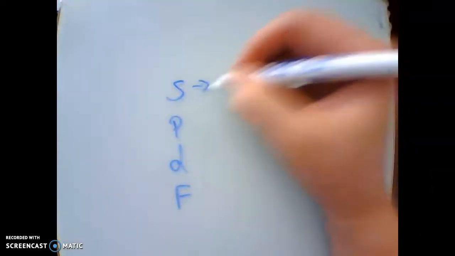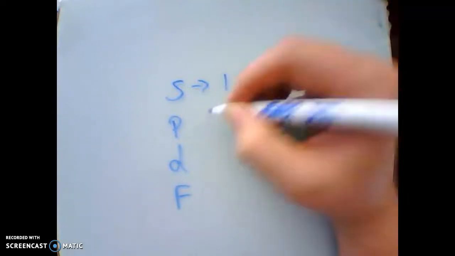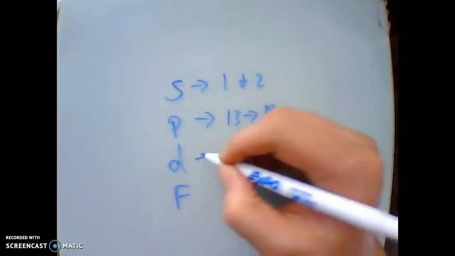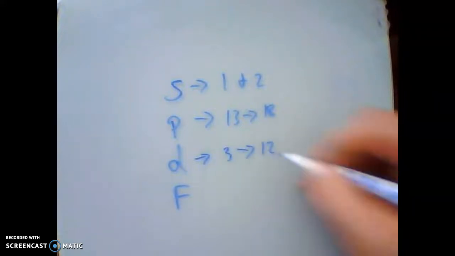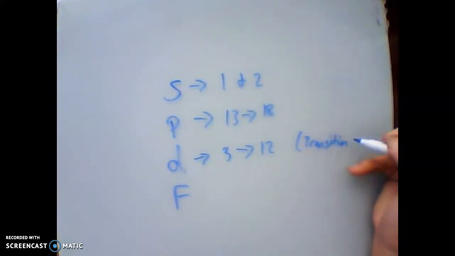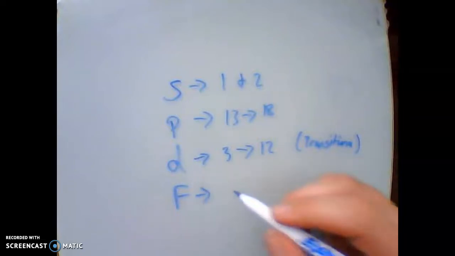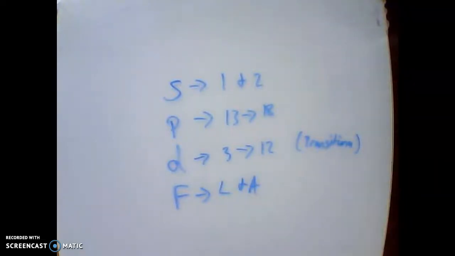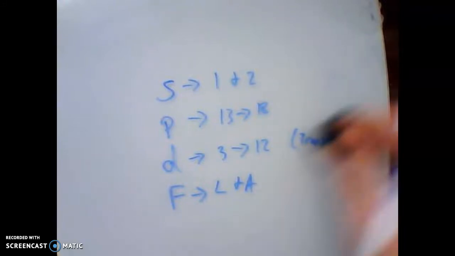Remember that this is groups 1 and 2. This is groups 13 through 18. This is groups 3 through 12, so your transitional metals. And this is the bottom two, so your lanthanides and actinides. So those are your different orbitals that you're dealing with.